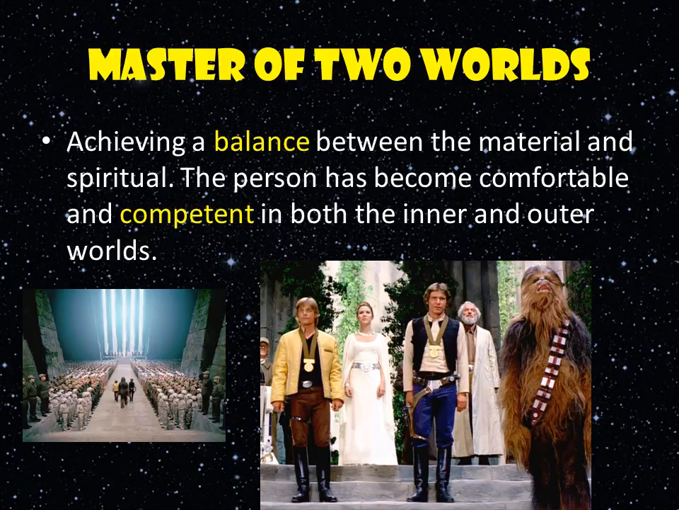And then finally, you've got Master of Two Worlds. And this is the end of almost all myths. The hero has achieved a balance between the material and the spiritual. The person has become comfortable and competent in both the inner and outer worlds. What does that mean? Well, think about the Buddha. Just going back to the myth I had mentioned before. You know what I mean by myth. He has to become competent to deal with what he's realized internally, but he still is alive in the world, and he has to deal with the outer world.